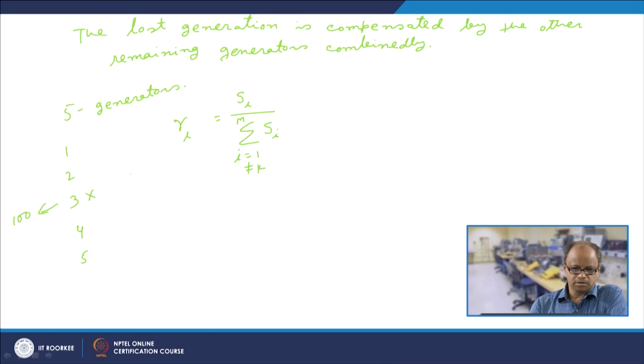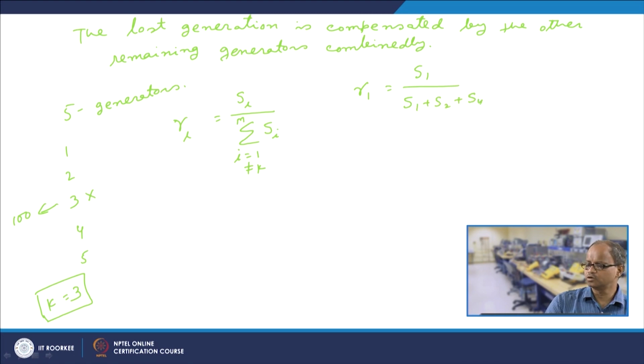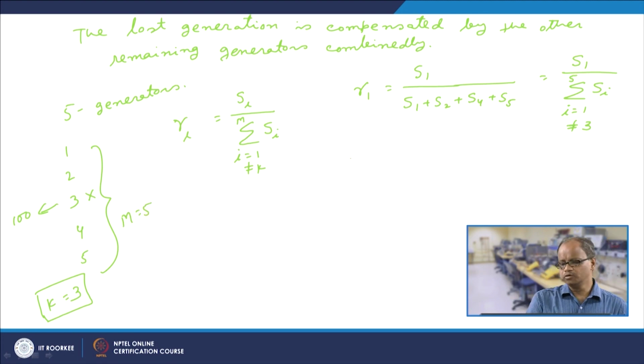So, what does this mean? I have got 5 generators, 1, 2, 3, 4, 5, and generator 3 has gone out. So, my K is 3. K is nothing but the generator which is experiencing outage. Then we calculate gamma 1 as S1 divided by S1 plus S2 plus S4 plus S5. So, it is nothing but S1 by the sum total of Si, I is equal to 1 to 5, not equal to 3. Here in this case, M is equal to 5. Similarly we also calculate gamma 2, gamma 4 and gamma 5.